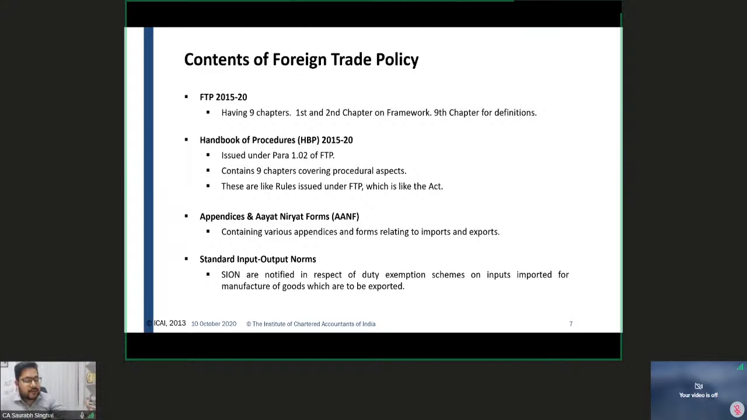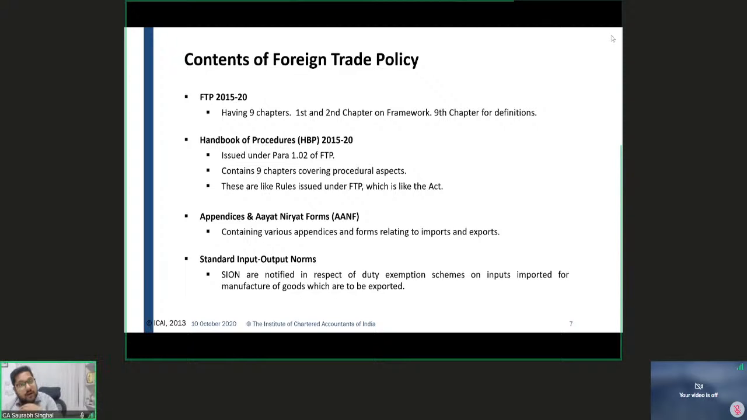Now, along with the foreign trade policy, HBP and Aayat Niryat forms is a manual, and that manual is called the Manual of Input Output Norms. I am just showing you on camera a book specifically. This whole volume is only for input output norms. What does it contain? It contains the generally accepted input output ratios of various types of goods that are or can be manufactured in India. That manual is that huge because it contains input output ratios for all types of goods covered from chapter 1 to chapter 98 of the customs tariff.